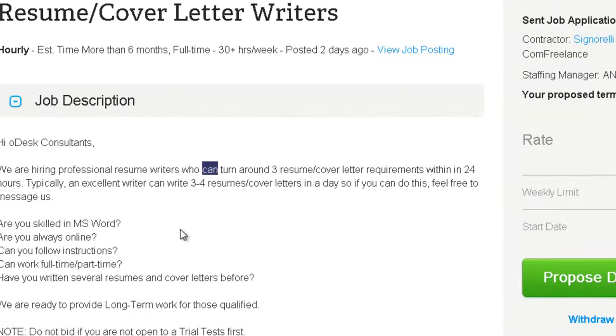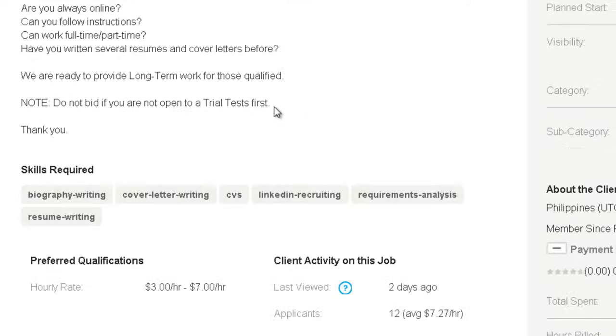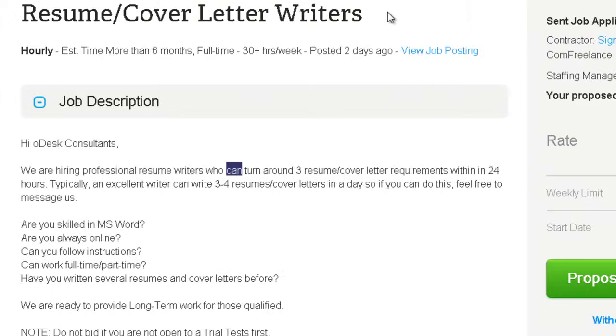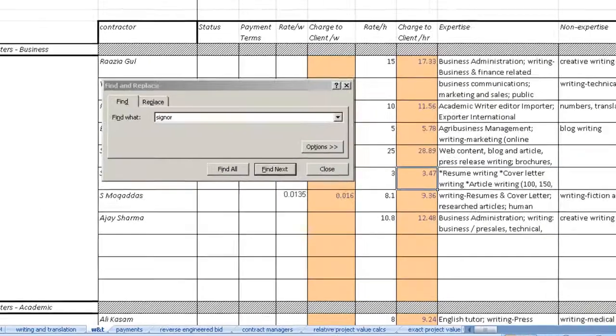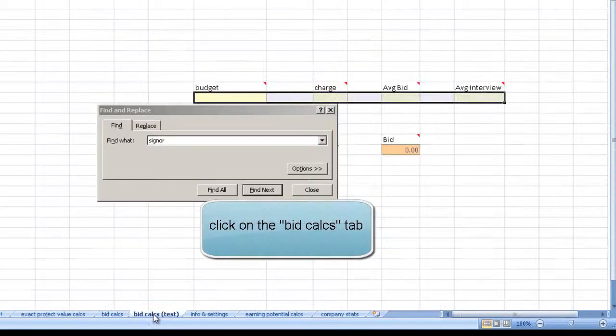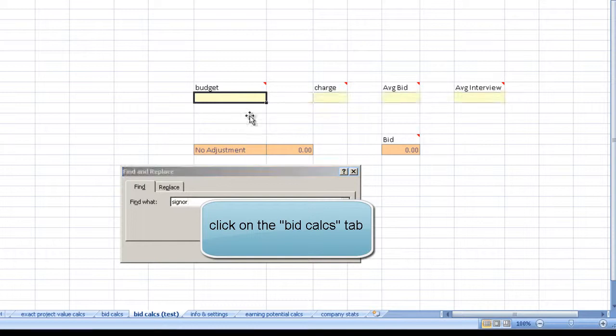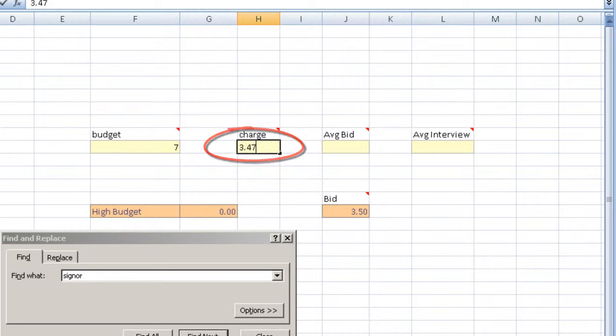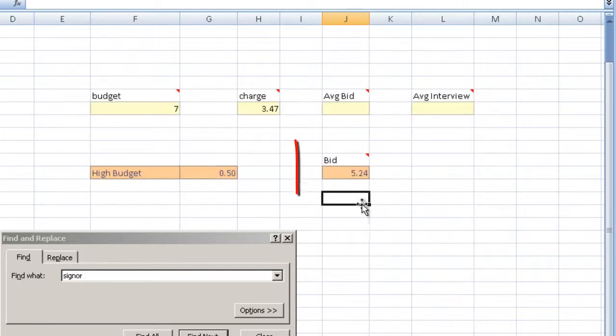But as you can see here, the client is willing to pay more. He's willing to pay up to $7. So what I'm going to do, I'm going to use the spreadsheet in order to calculate a new bid. I'm going to use $7 as the budget, $3.47 as the charge, and the average bid. You can see already right here that you have a new bid of $5.24.